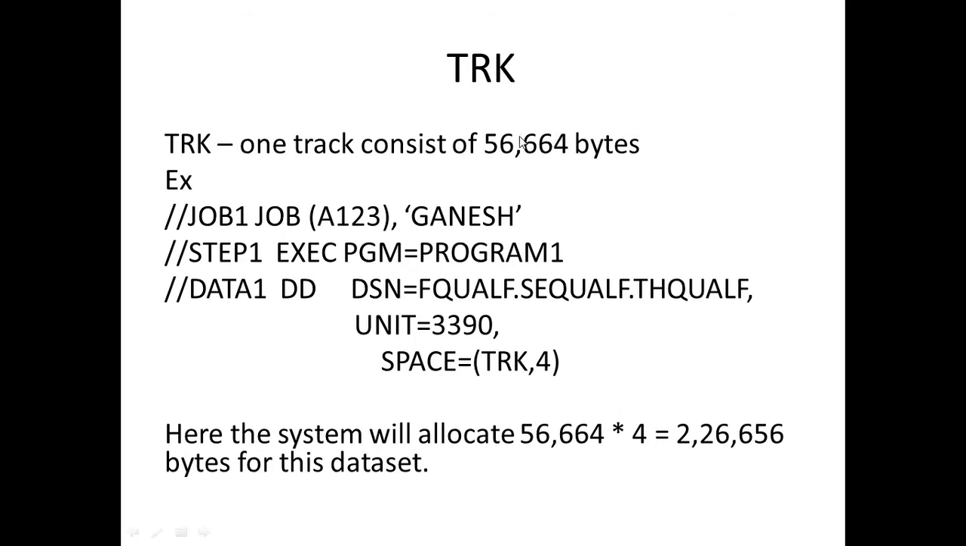So what is the memory area of one track? So one track is having 56,664 bytes. So we are requesting 4 tracks, so it will allocate 2,26,656 bytes for this particular data set.